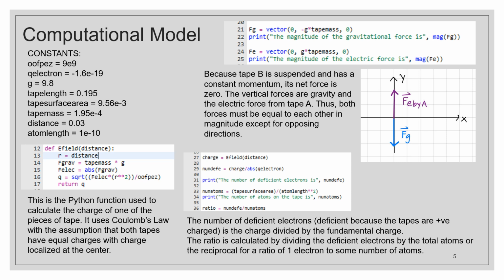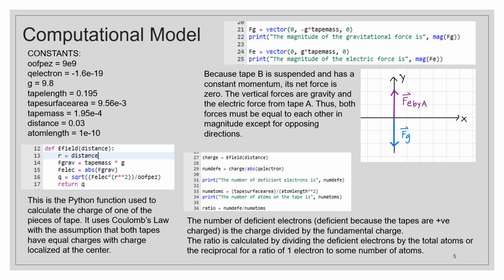Because tape B is suspended and has a constant momentum, its net force is 0. The vertical forces are gravity and the electric force from tape A. Thus, both forces must be equal to each other in magnitude except for opposing directions, as seen in the free body diagram to the right.